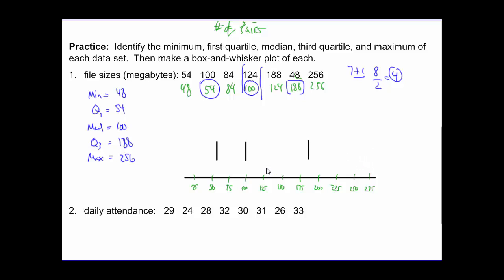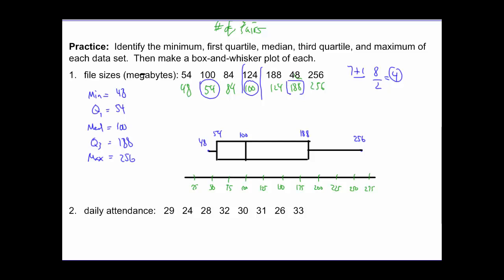Once we make a box out of this, now we're going to go to the minimum, about 48. We're going to put a point about where we think 48 is. And we're going to go to 256. And then we're going to connect those 2 points to our box. If we place the points that represent the 5-number summary, we have 48, 54, median was 100, 188, and 256.